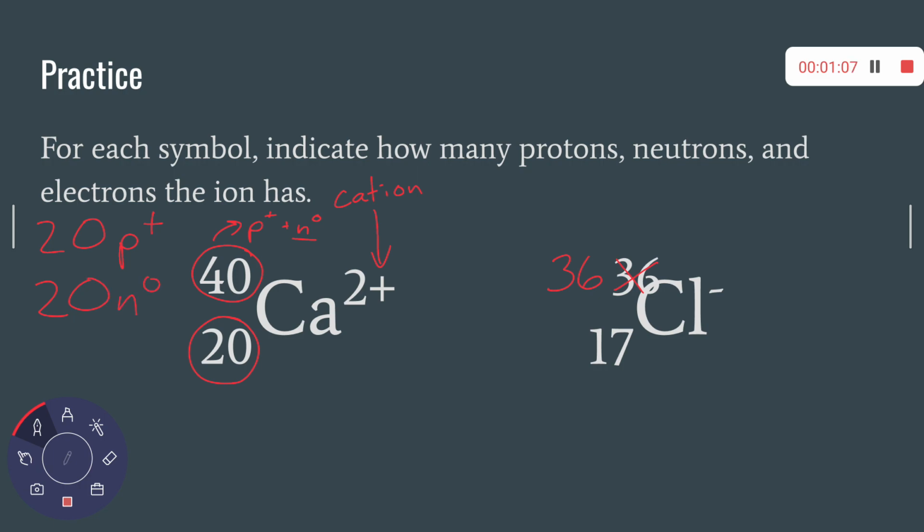Then the last one are my electrons. The way I think about electrons and protons is like being on a seesaw at a park. If this was perfectly neutral, then I would have 20 electrons to balance out my 20 positive charges. But notice that we have an excess of positive charge. That means I should have more protons than electrons. How many more? I should have 2 more. So that means I should have 2 fewer electrons than I have protons. 20 minus 2 is 18. So I should have 18 electrons here.